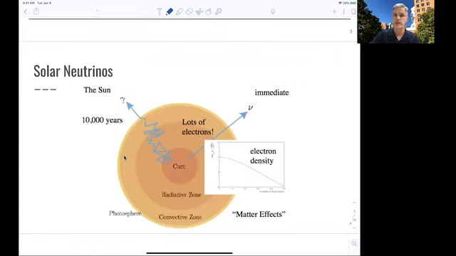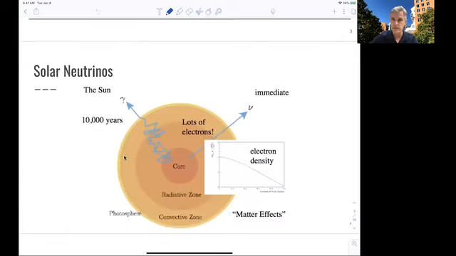So the first question is, what happens to the solar neutrinos? So solar neutrinos are basically produced in the core of the sun together with light. It turns out that the light of the sun takes about 10,000 years to come out of the sun, while the neutrinos come out immediately.